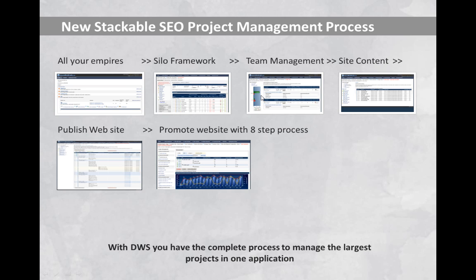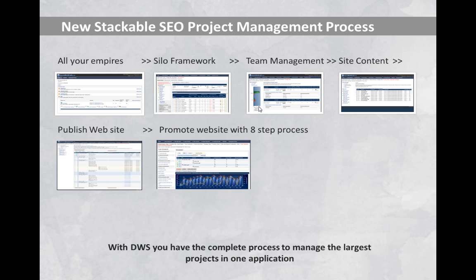So we can either go linearly through it, so the silo framework to the team management, to writing content, to publishing the website, to promoting the website with the 8-step process, or we can actually go map out the framework, create a promotional blueprint for our client, and then we can create a promotional website plan for the client, and we can sell them to him. This is why I say DWS merges and morphs with whatever your business requirements are. You can use it to do any kind of task that you need to do. It is not rigid in any way whatsoever.